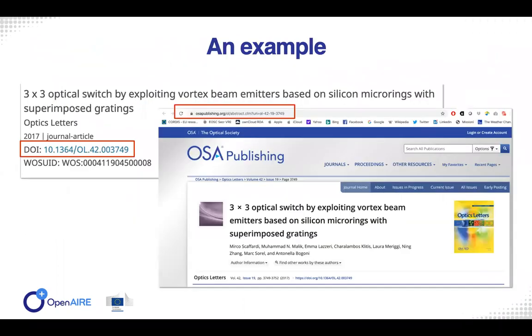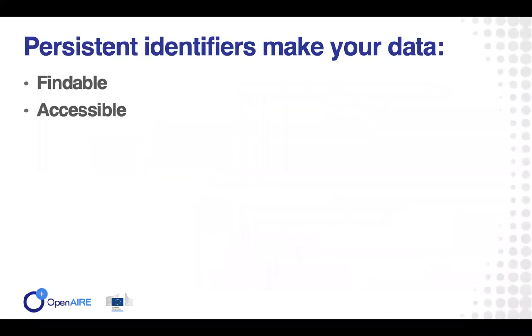An example is this: a publisher releases a DOI for the single article. So if you take the DOI of your article and put it into your web browser, you will be linked directly to the publisher page where you can find the article. Persistent identifiers are very useful because they make your data findable and accessible. If you read the 15 FAIR principles as they are defined, you will find that persistent identifiers are a key element in these principles.